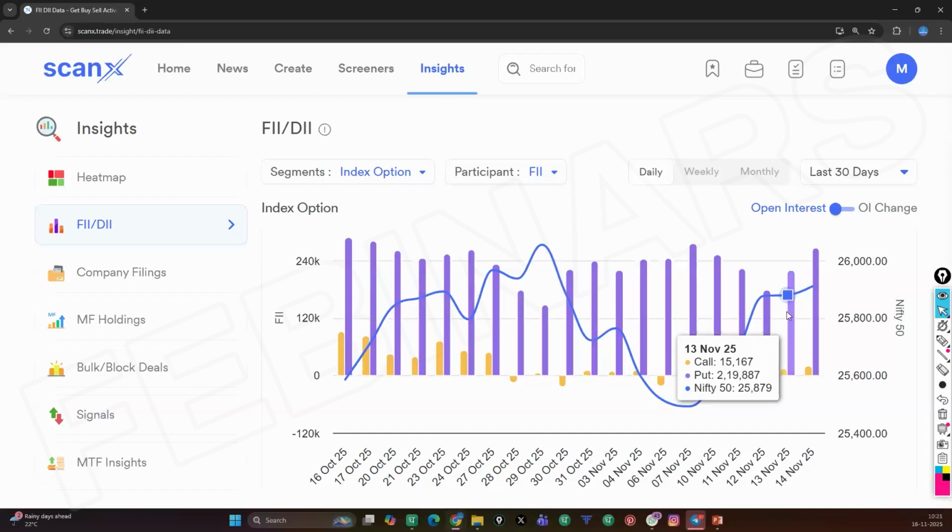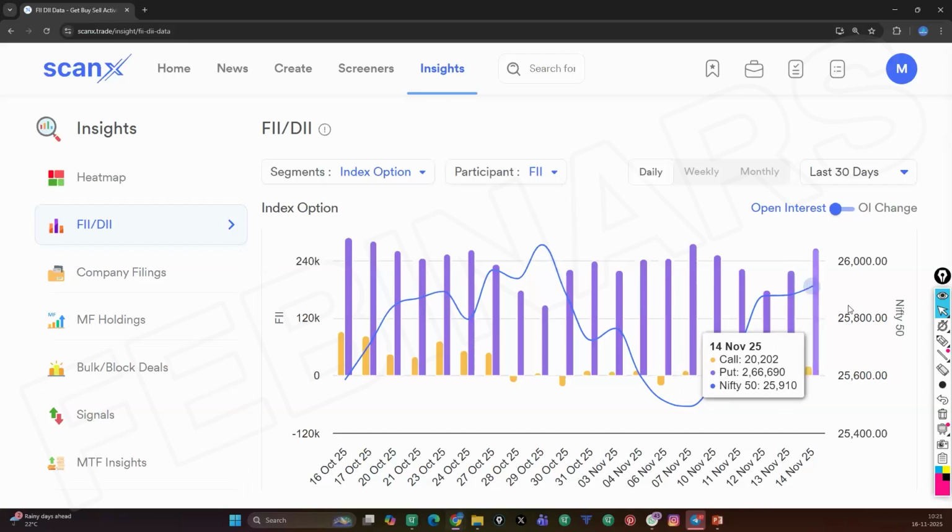Just before Thursday, they were holding 15,000 call options and 2,20,000 put options. Now the put positions have increased from 2,20,000 to 2,66,000, around 46,000. The call options have also increased from 15,000 to 20,000, around a 5,000 change in the call options.